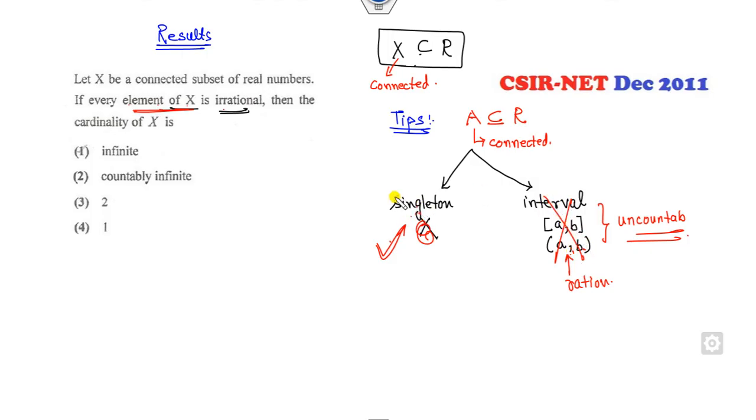If it is a singleton, what is the cardinality? Cardinality is 1. Yes, that's correct. Because of the word every element is irrational. In an interval like (1, 3), root 2 is an irrational number, but there are so many rational numbers as well, but he said every element. So that means it is not an interval, only a singleton element is left behind.